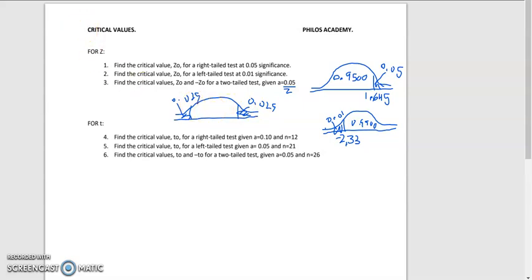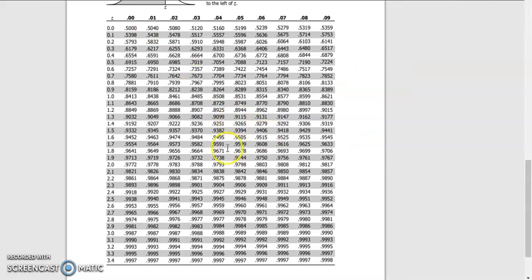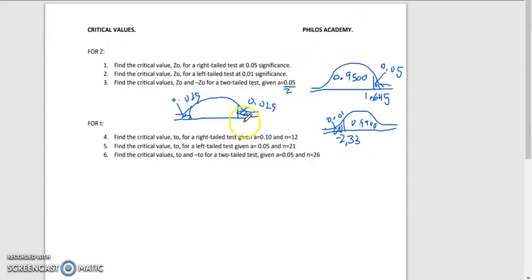0.975. So you go to your z table and check 0.9750. So we have 9750 here. We get it directly. 0.9750. What does it correspond to? What's the z-score? 1.96. So therefore, the critical value of z for this is 1.96.